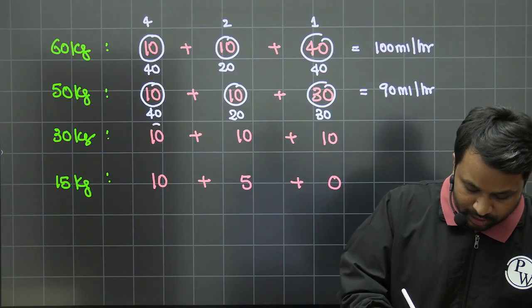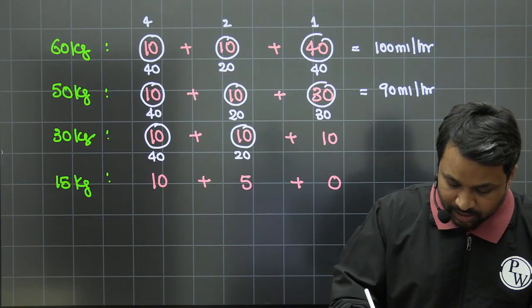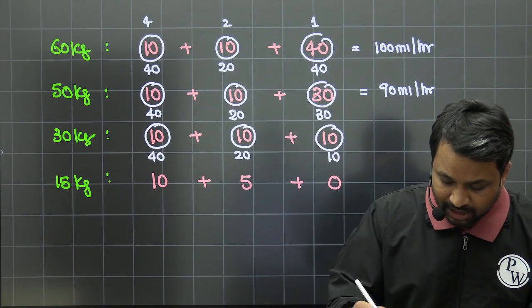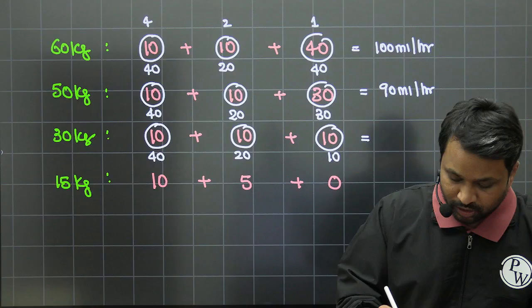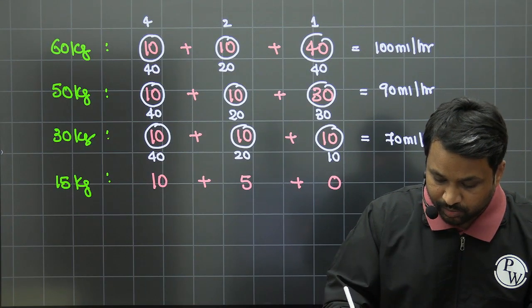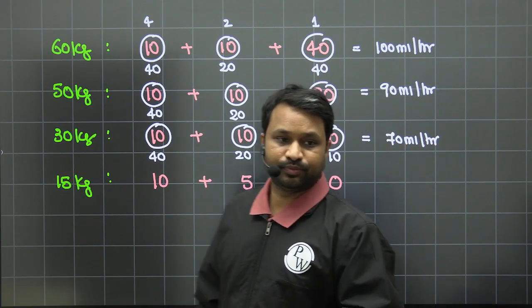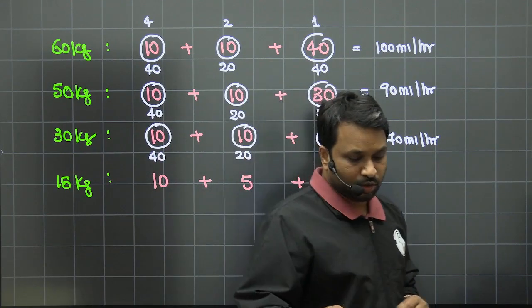Now if you have a 30 kilogram patient, first 10 kilograms is 40 ml, second 10 kilograms is 20 ml. Rest of the body weight will also be 10 ml, 1 ml per kg. So this is going to come as 40, 20, 60, 60 plus 10 is 70. So it is 70 ml per hour, right? That is for the 30 kilogram patient, right?